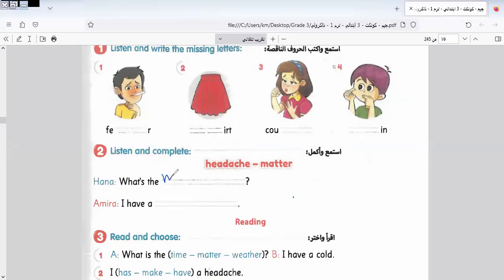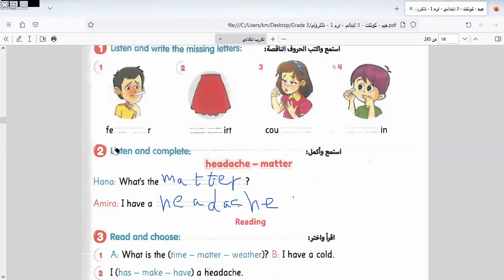When we ask someone about their health, and they have an illness, I say what is the matter? I asked him by saying what is the matter? He says I have a headache, or can we have another answer here? It will be I feel sick. Okay, if we don't want to say our illness, we say I feel sick. These are the two ways of answering what is the matter.